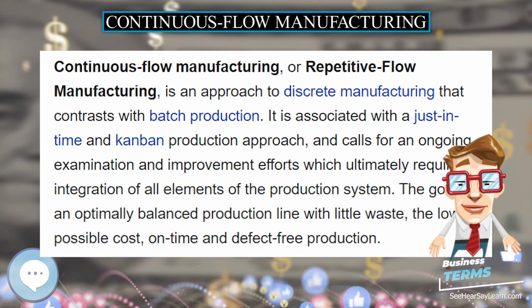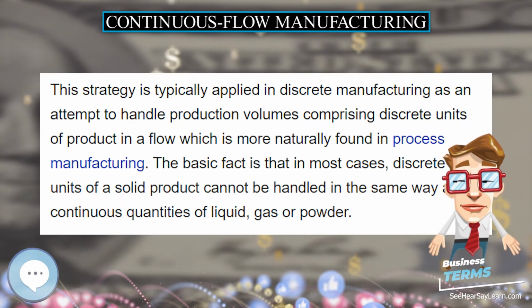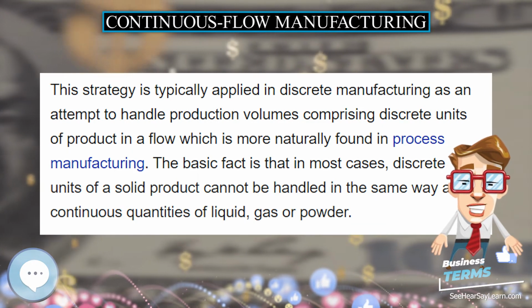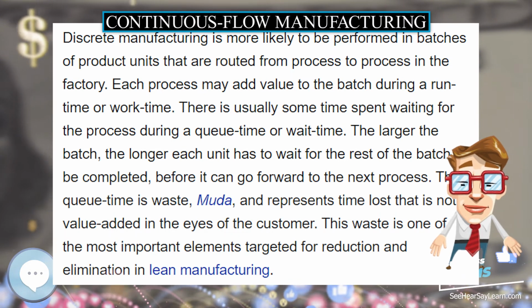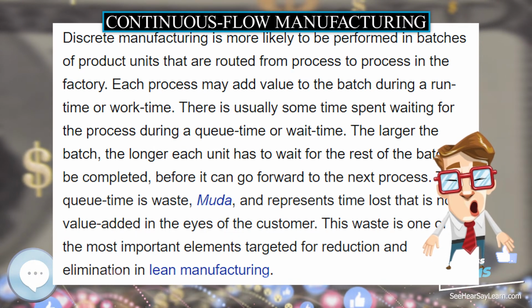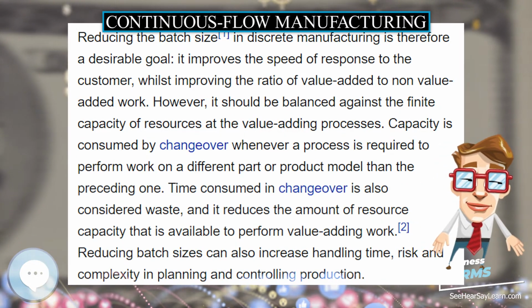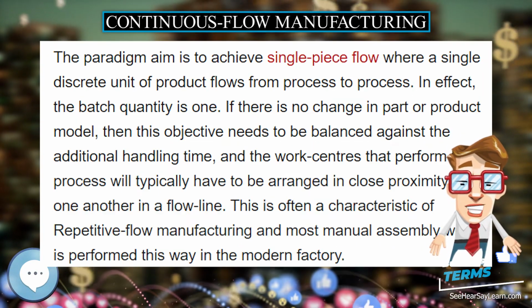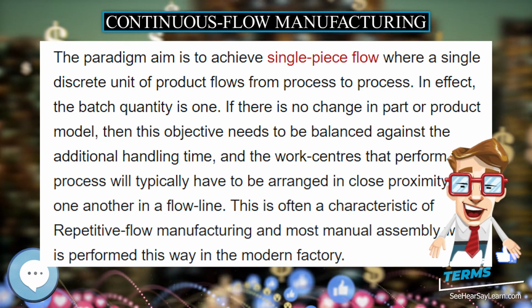and most manual assembly work is performed this way in the modern factory. If there is a change in part or product model, then the process engineer should also consider balancing the changeover time with runtime. If the changeover time is long, as it might be on a machine, batch size reduction is typically preceded with setup reduction techniques such as single-minute exchange of die.